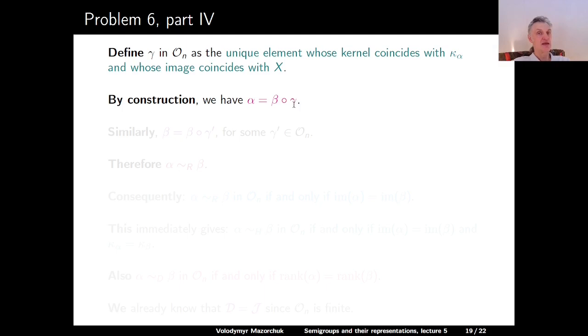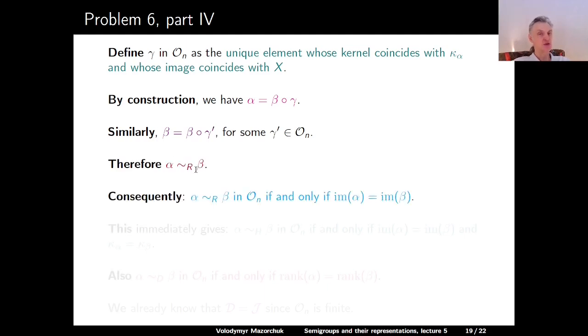So gamma sends elements in the kernel of alpha to the cross-section of the elements in the kernel of beta, and then beta sends them to the image, and order is preserved, and the image of beta is the same as the image of alpha. So this gives us alpha is equal to beta after gamma, and similarly we can construct gamma prime such that beta is equal to alpha after gamma prime. Therefore, alpha and beta are right related. So two elements in On are right related if and only if they have the same image.